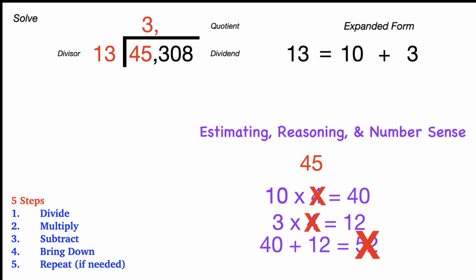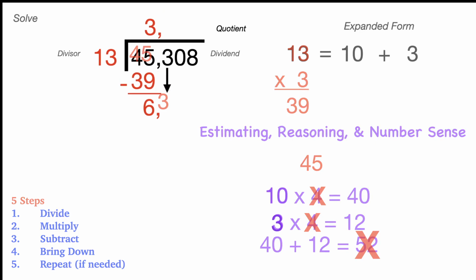So we put that at the top in the thousands place value. Next, we multiply. 13 times 3 is 39. We put that underneath the 45 and subtract. That gives us 6, and with the comma it would be 6,000, but we'll just refer to it as 6 for communication purposes, okay? We're going to bring down the 3, and now we have 63.